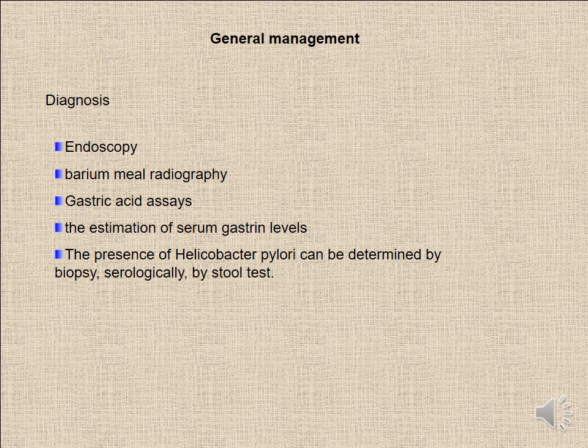How to manage this patient? The management includes diagnosis and treatment plan. The diagnosis is by endoscopy, barium meal radiography, gastric acid assay, and estimation of serum gastric level. The presence of Helicobacter pylori can be determined by biopsy, serology, and stool test.